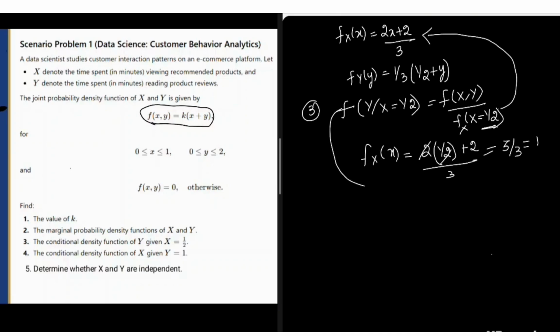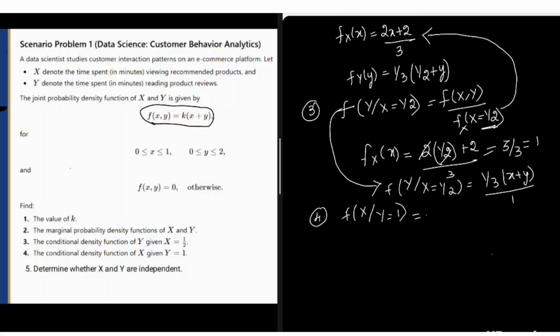So while substituting in this equation, your probability of y given x is equal to half is nothing but, your numerator part is 1 by 3 into x plus y. This is the joint probability distribution function. And the denominator is nothing but 1. Likewise you have to find for the fourth subdivision. Your fourth subdivision is the conditional density function of x given y equal to 1.